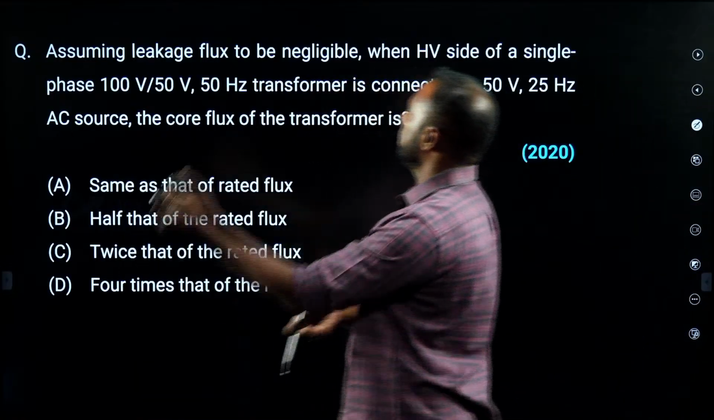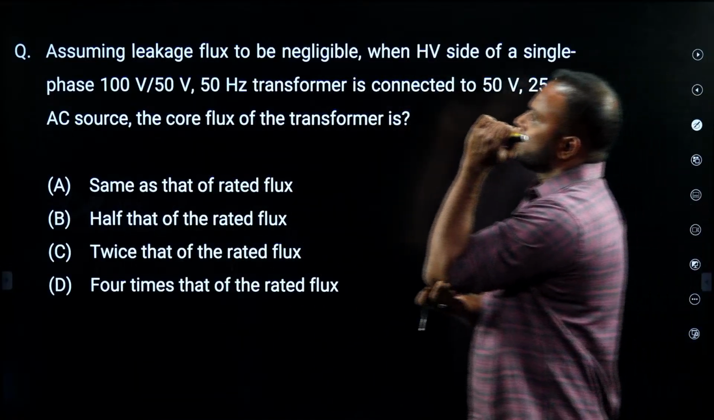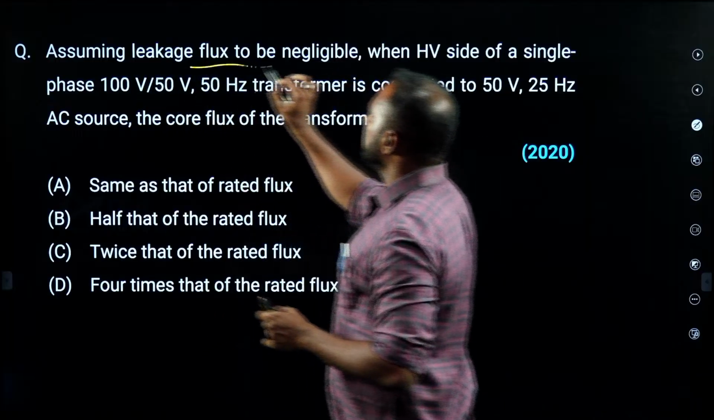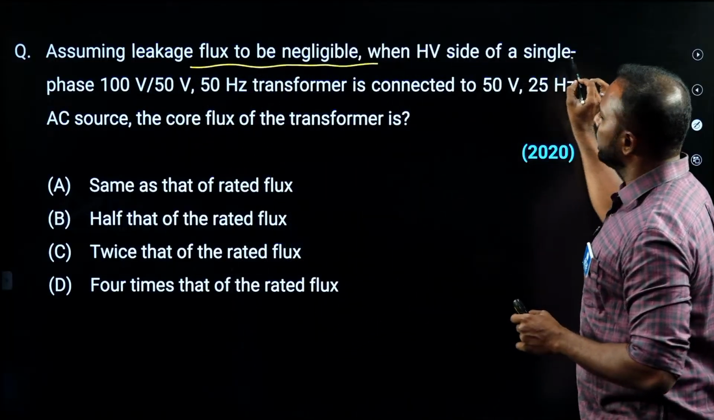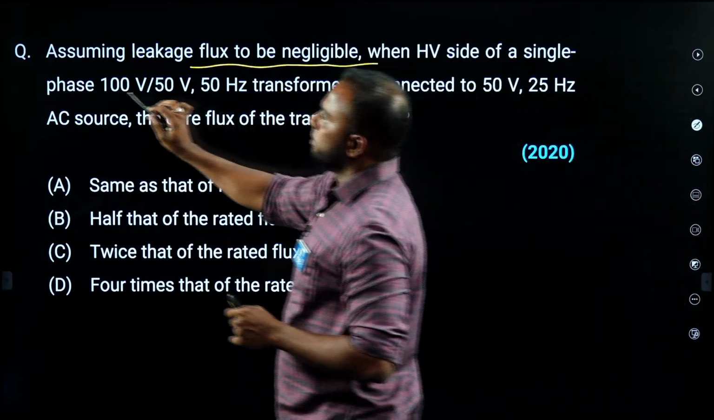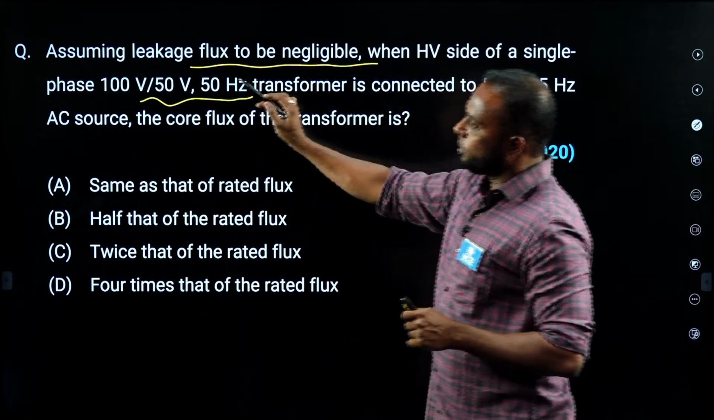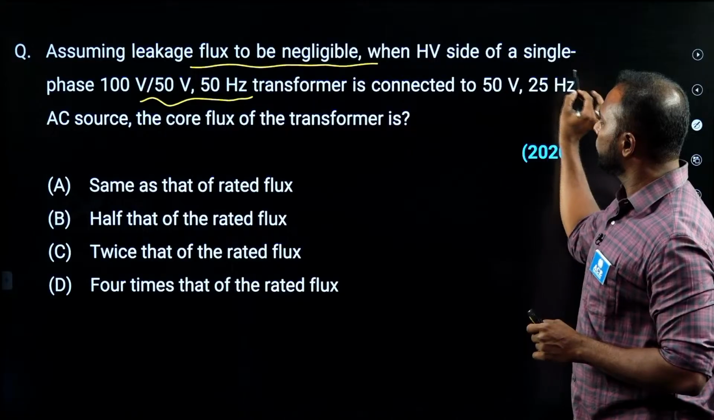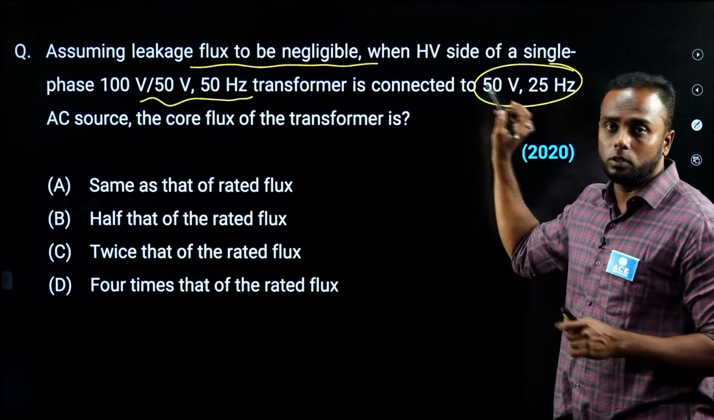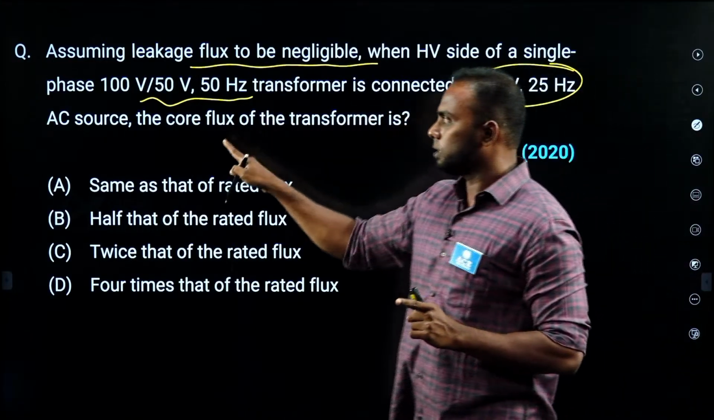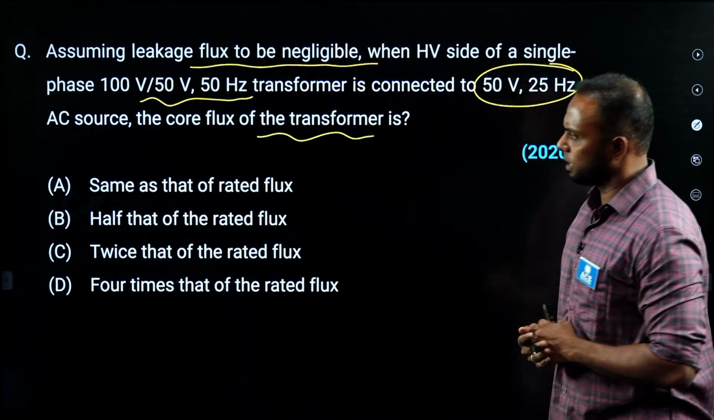you can see here, read the question. Assuming leakage flux to be negligible, when the HV side of a single phase 100 by 50 volt 50 hertz transformer is connected to a 50 volt 25 hertz AC source, the core flux of the transformer.